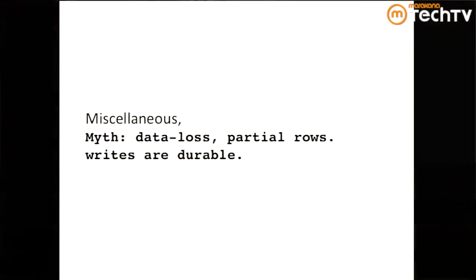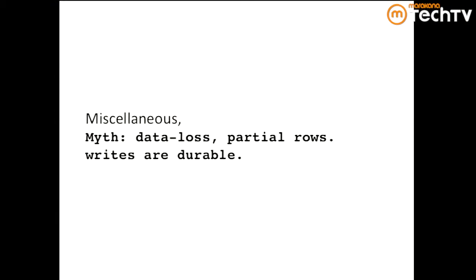Other miscellaneous myths around Cassandra are that you probably have partial rows, or you have data loss. No, we have a commit log. It's per row, and it's a sequential, append-only log. If you lost the disk, we still recover from that with the commit log. We actually have a test, and some of our customers also have tests where they kill the disk and make sure everything is fine.